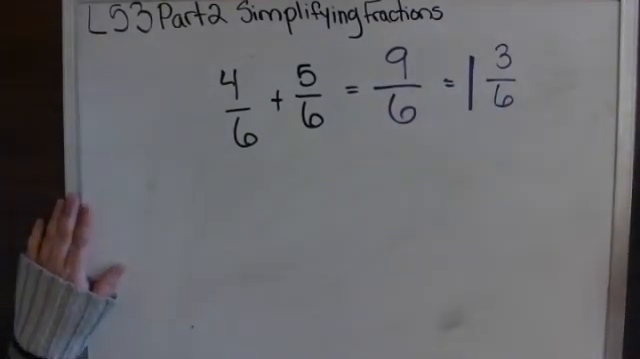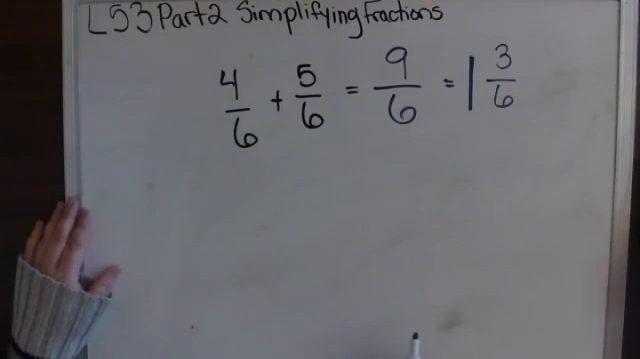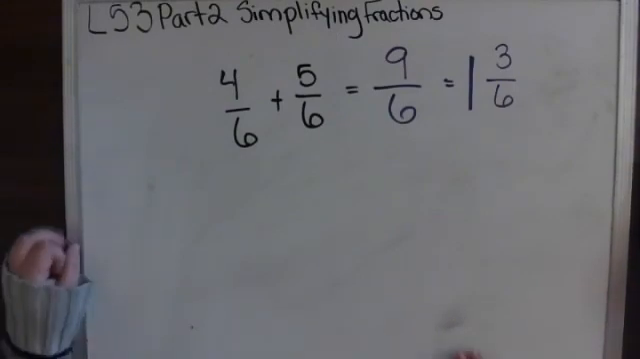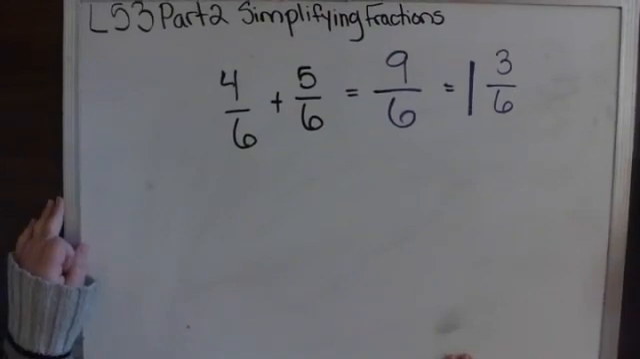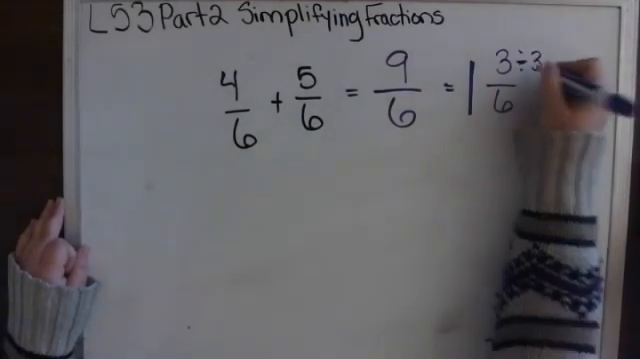We're not done. You now need to look at this and go, is it in lowest terms? Constantly ask yourself that question with fractions. Is it in lowest terms? Can you divide both of these numbers by the same number? If you don't know the answer to that, go look at your multiplication chart. Go down each row, column, see if you can find both numbers in one of them. The answer is yes. You can divide them both by 3.